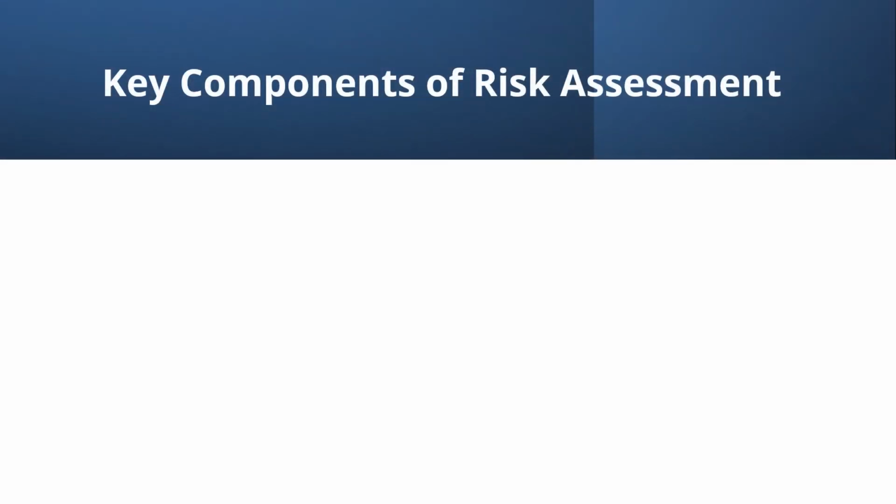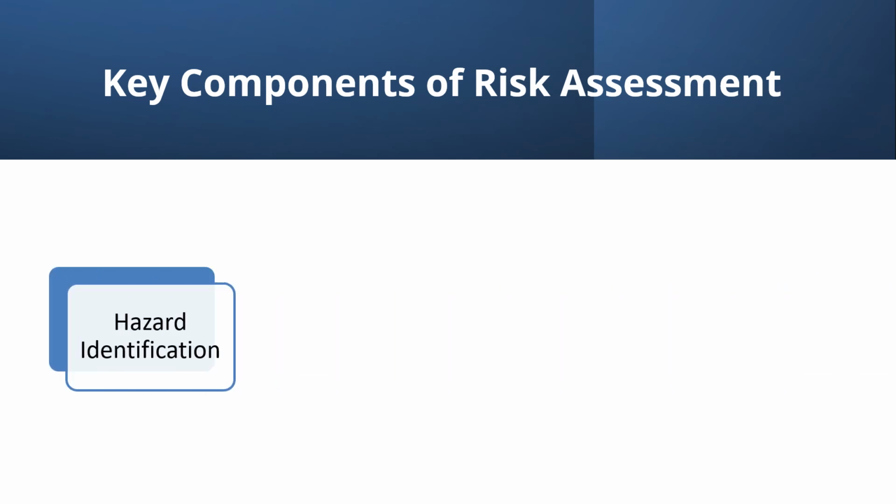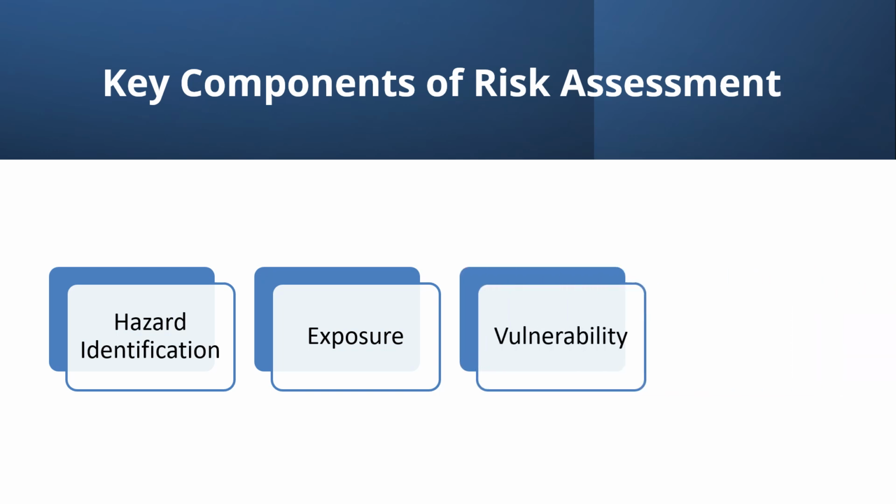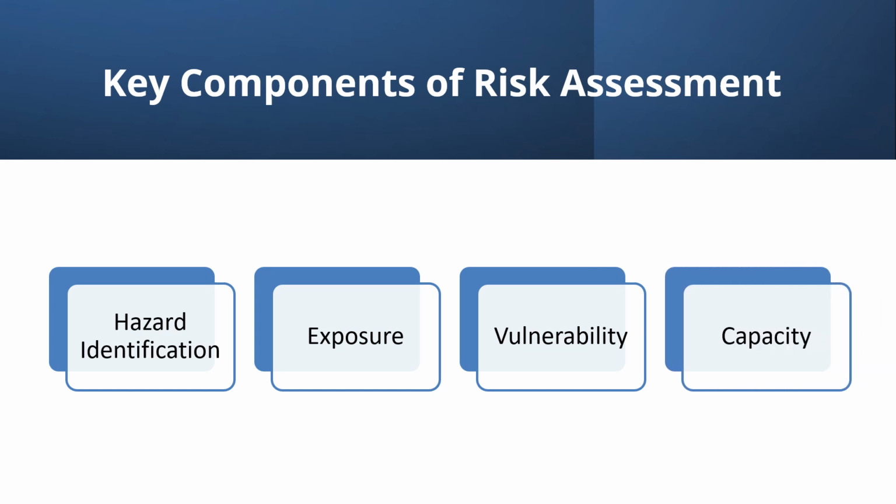The risk assessment process is built on four key components. First, hazard identification helps us understand the threats we face. Next, we look at exposure. What or who is at risk from these hazards, including people, critical infrastructure, and ecosystems. Vulnerability assesses how susceptible these elements are to the hazard. Lastly, capacity looks at our ability to mitigate, respond to, and recover from hazards, which can significantly influence the overall risk level.